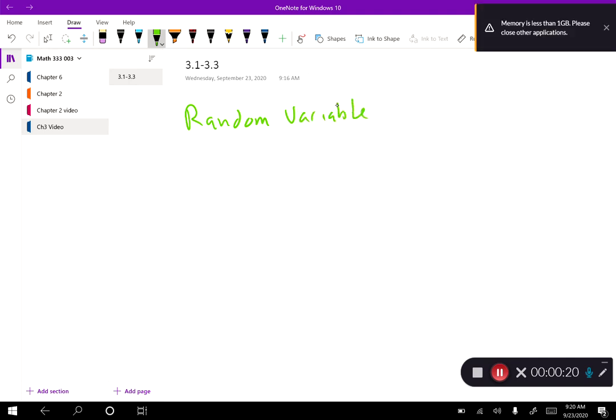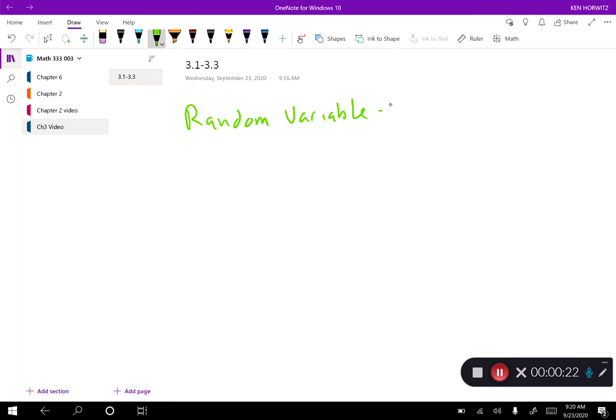All right, and let's define a random variable. It is a variable whose values are determined by chance.